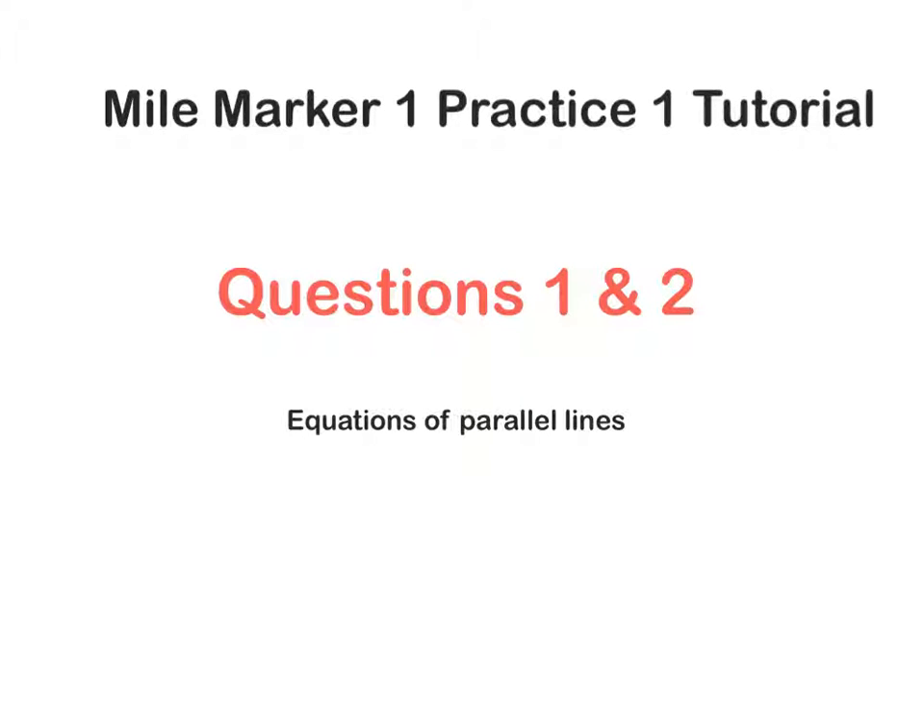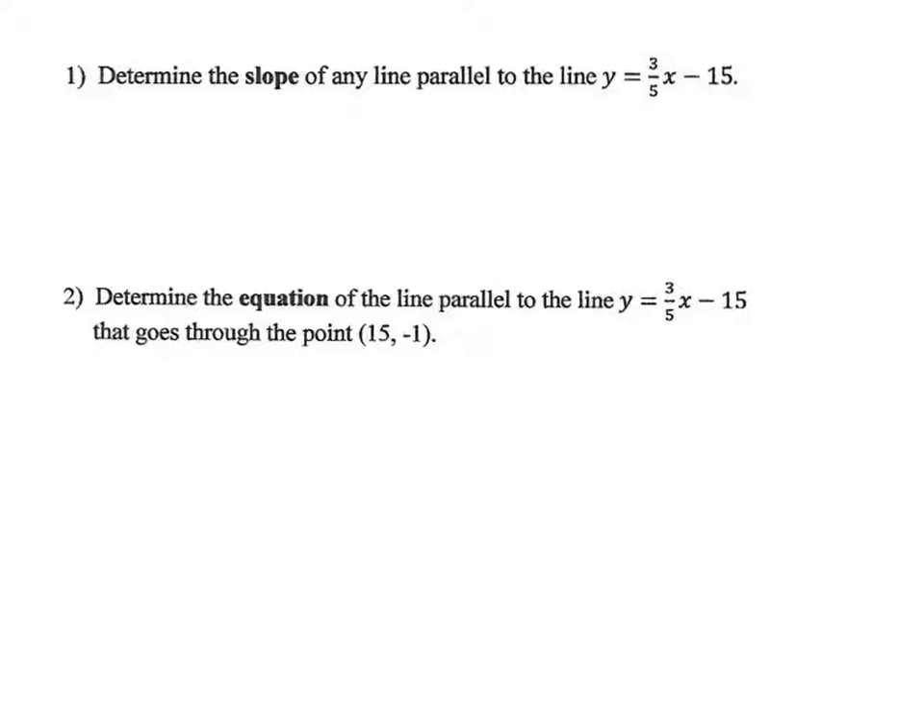This tutorial is for questions 1 and 2 on mile marker 1, practice 1, regarding equations of parallel lines. The first question of our practice is: determine the slope of any line parallel to the line y equals 3/5 x minus 15. So there's really two things here.